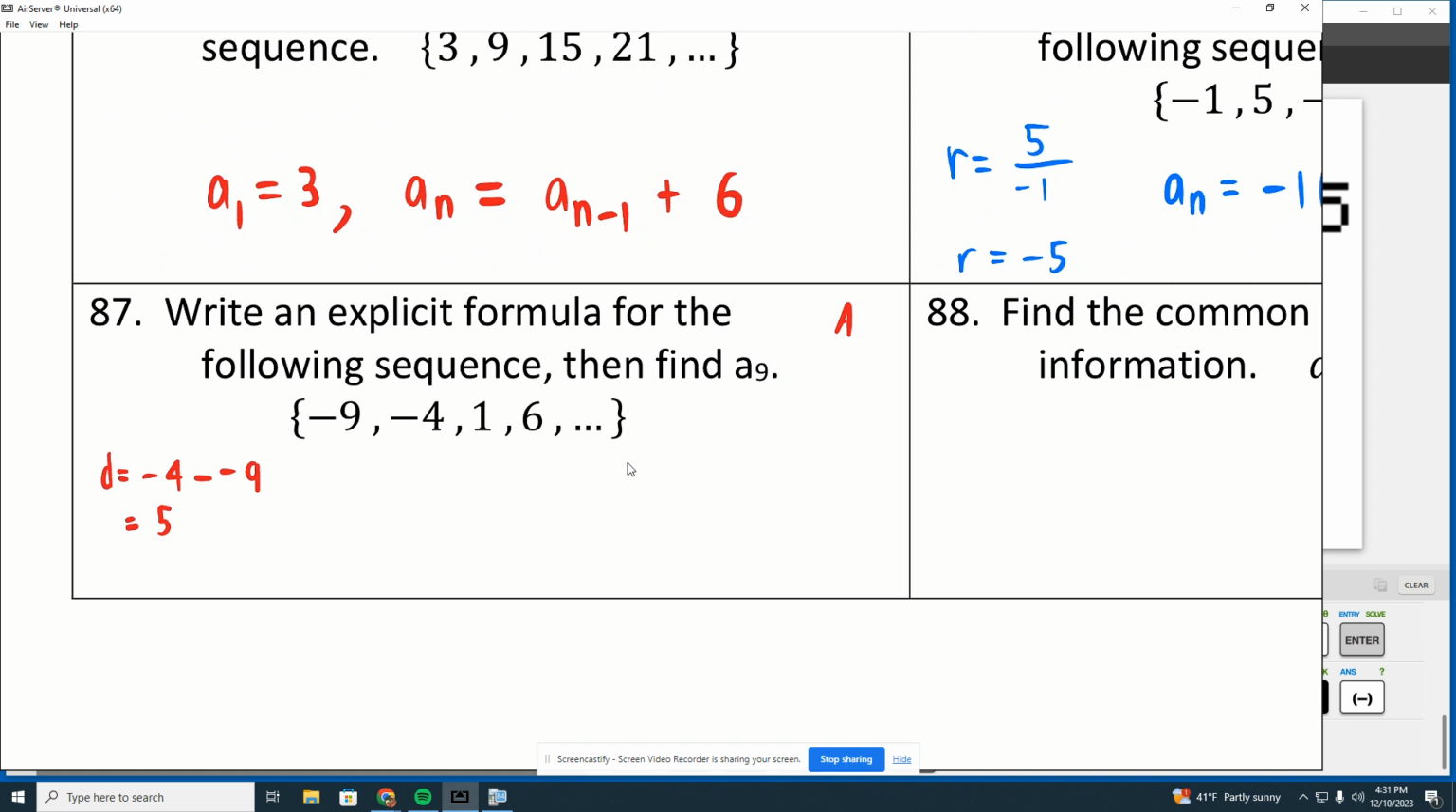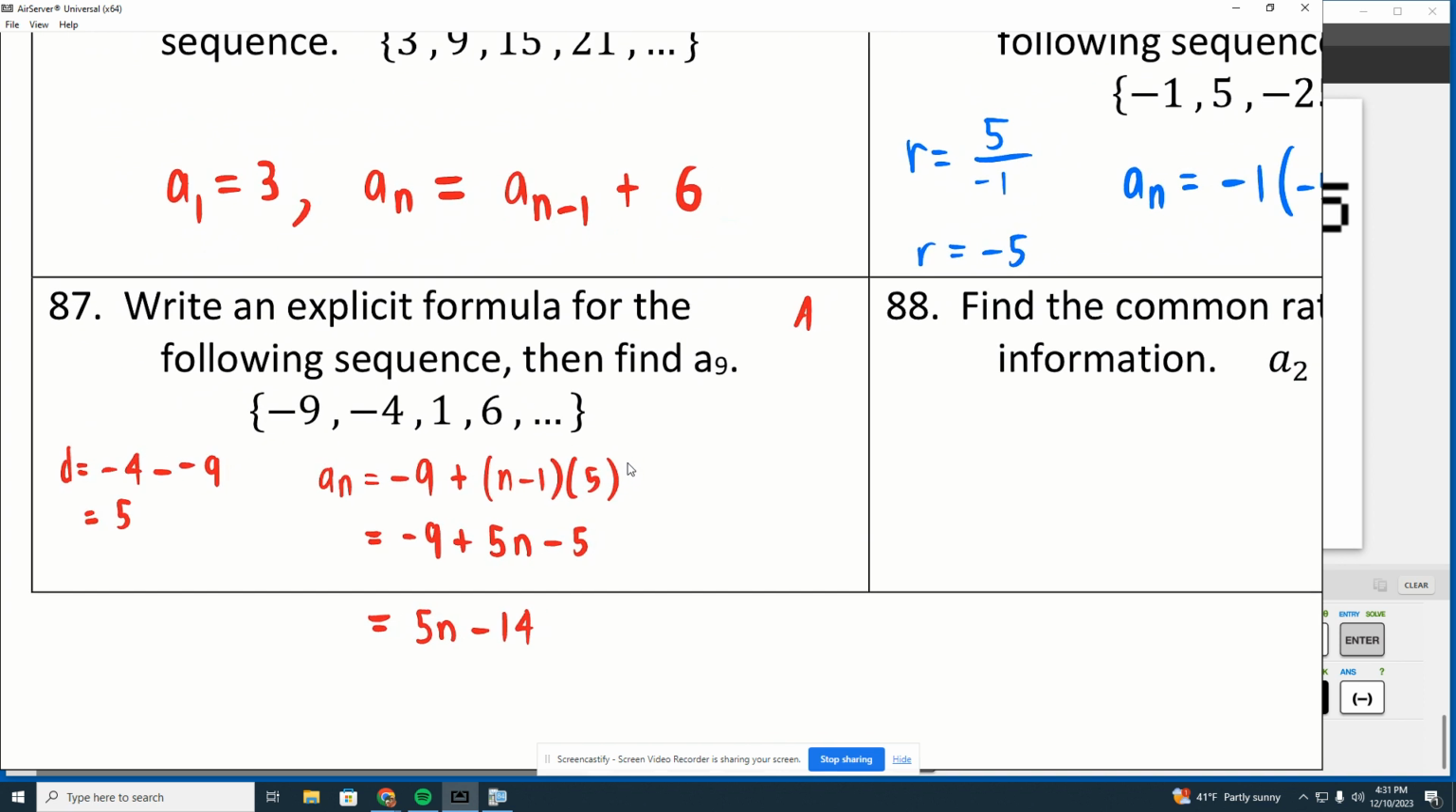So here's my rule. A sub n equals a sub 1 plus n minus 1 times d, 5. Remember I told you let's start by distributing that 5. So 5 times n, 5n. 5 times negative 1, negative 5. Then I told you to finish it off by putting your variable term first, 5n, and then combining your like terms. Negative 9 minus 5 is negative 14. So 5n minus 14 is my equation.